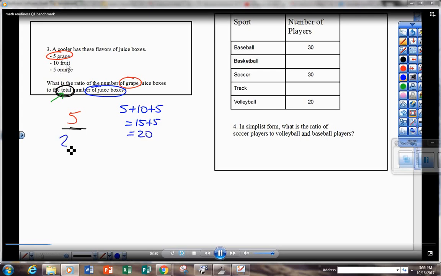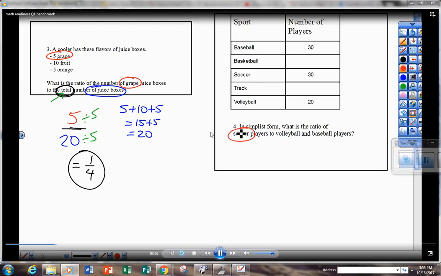So that ratio is 5 to 20, which reduces down when I divide both top and bottom by 5, which you can do. 5 divided by 5 gives me 1 on top. 20 divided by 5 gives me 4 on the bottom. So that ratio is 1 to 4. 1 grape juice box to 4 total juice boxes.